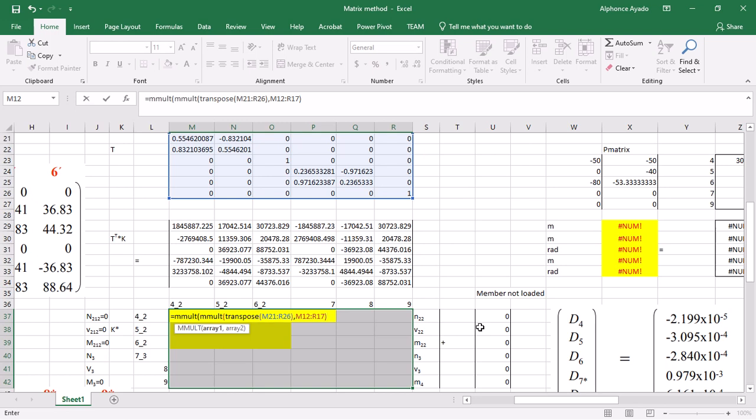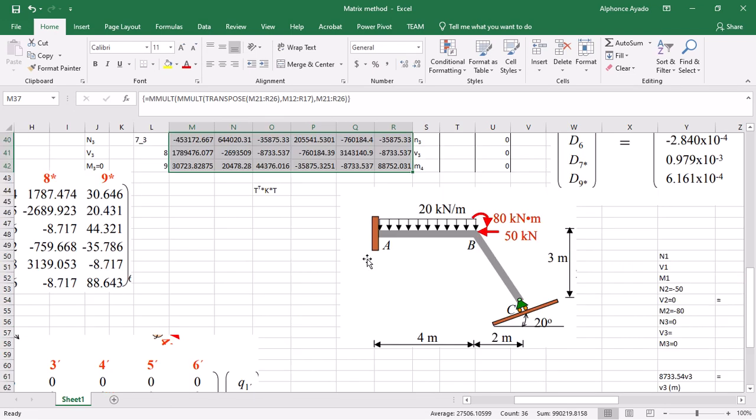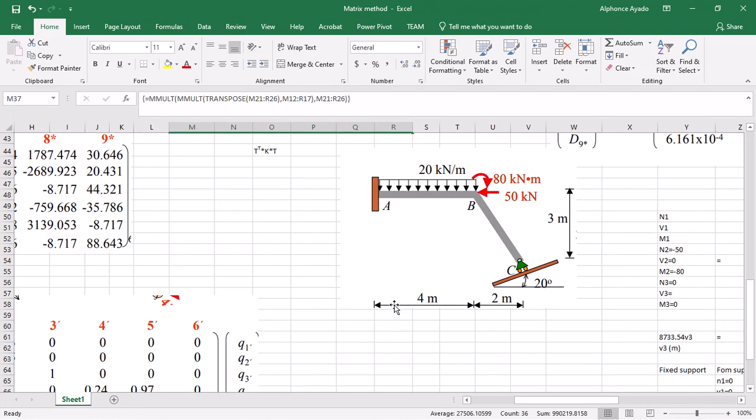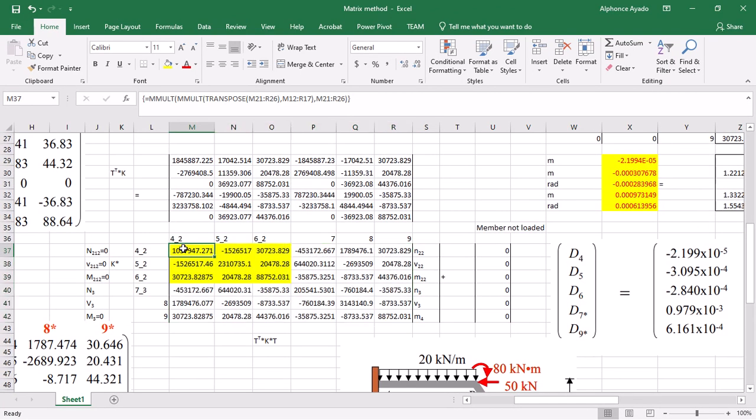So the transpose multiplied is the correct array, and then now you include array number 2, which is T. If done correctly, the solution should be the same. So place after that, Control Shift and then Enter. The solution should be the same. Alright. So this has now been transformed to the correct orientation.